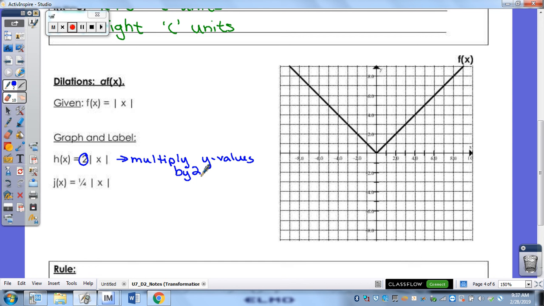So if we look at our graph here, this is the point 0, 0, so 0 times 2 is 0, that's not going to change. Here I have 1, 1, so I'm going to multiply my y by 2, so that makes it the point 1, 2 now. And this one was negative 1, 1, so that's going to become now negative 1, 2.